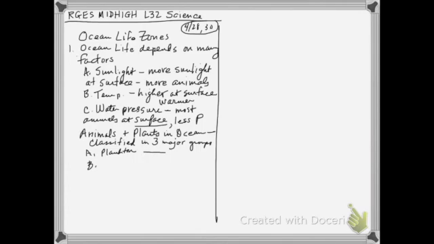The second big group is nekton. Nekton are animals that swim. So fish would be considered nekton. And a third group is the benthos. Benthos would be the animals that live on the ocean floor.